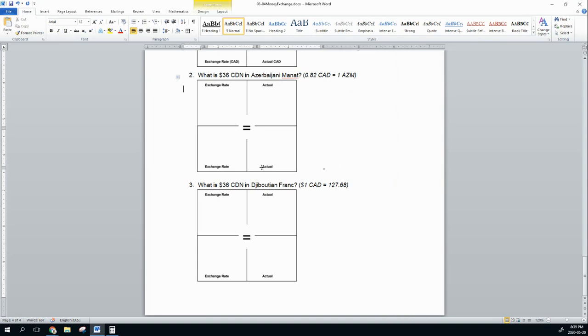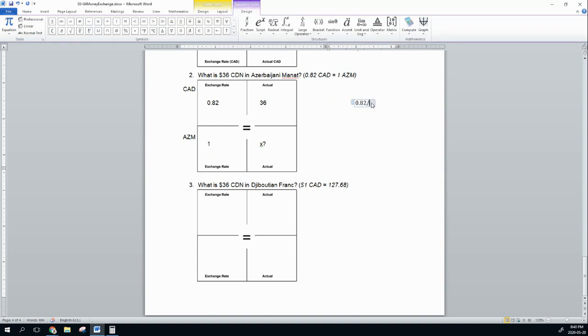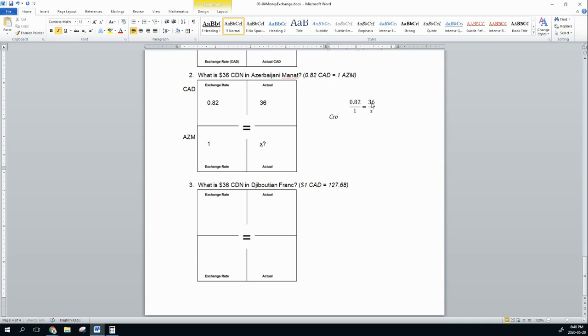Now, like I said with our previous one, we need to have our exchange rate on the left side and our actual on the right side. On the top, I've decided that I want to put all of my Canadian currency. On the bottom, I'm going to put all my Azeri money. So we know that for every 82 cents, this is equal to 1 Azeri manat. I want to know what 36 Canadian dollars is equal to in manat. And so here is my X. I'm going to set up my ratios. 0.82 divided by 1 equals 36 divided by X. Cross multiply.